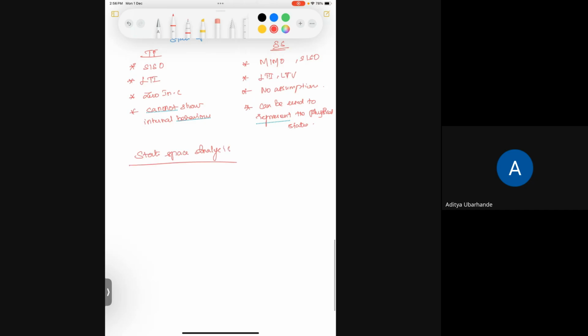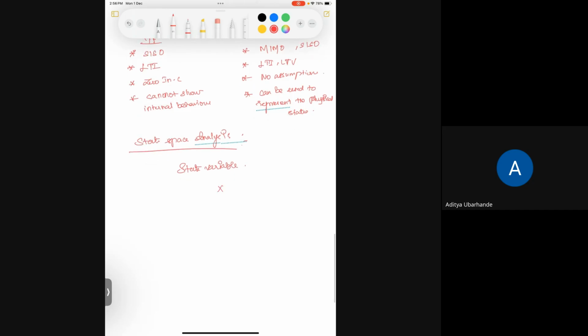State space analysis mainly depends on the thing called the state variable. The state variable tells you the current status of any system, whatever system you are considering. For example, consider state variable x. If this is my system, I'm giving a step input from the 0th second to 10 seconds, maybe a unity step input, and I'm getting some output out of the system.